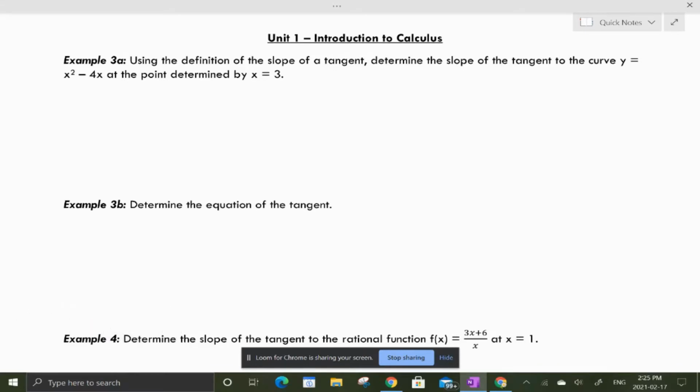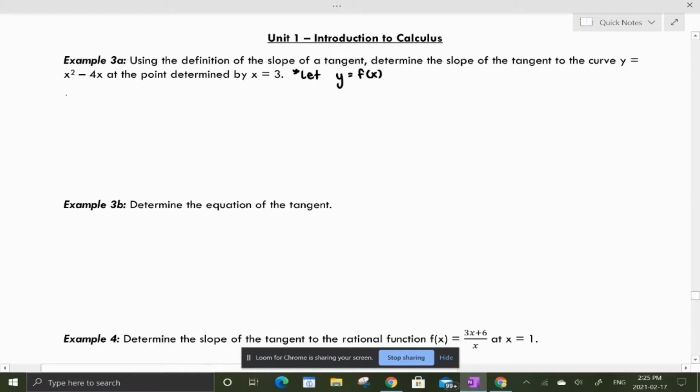The first thing that I'm going to do is, because I don't like working with y equals, I'm going to change y equals to f of x. So I'm just going to make a tiny let statement here. I'm just going to say let y equal f of x. That way I can keep it in function notation.